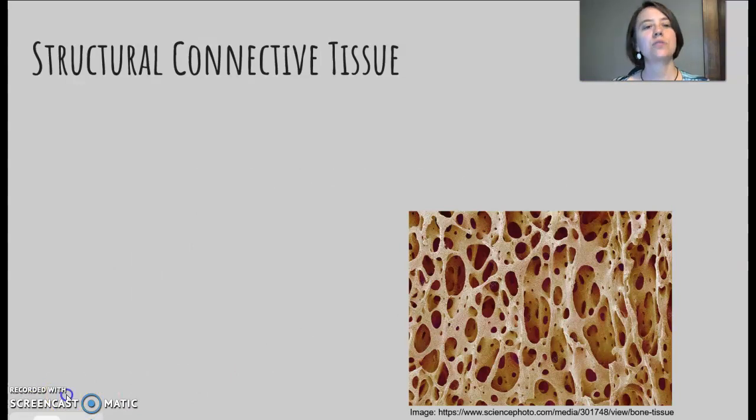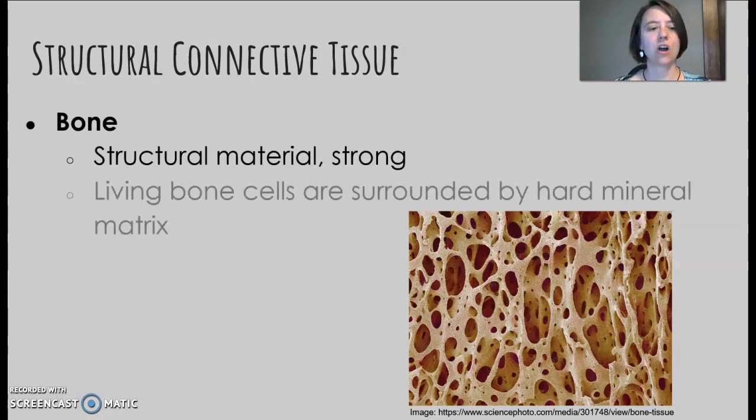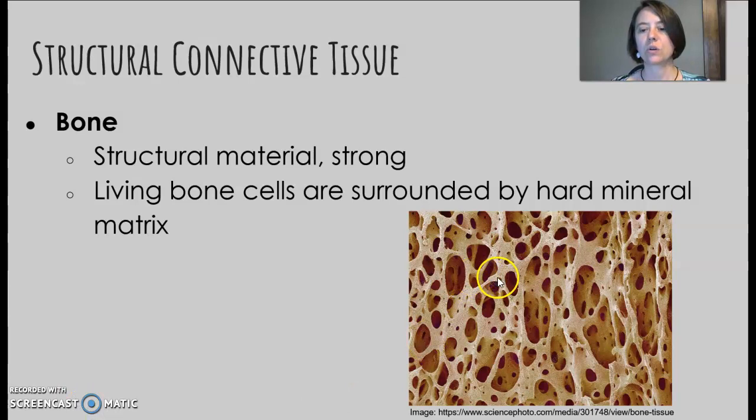The second type of structural connective tissue is bone. And yep, bone is a type of tissue, and it's a structural material, and it's very strong. So living bone cells are surrounded by a hard mineral matrix. So in these little holes you would have living cells, and then you have this hard mineral matrix making it very strong to make up your skeleton.